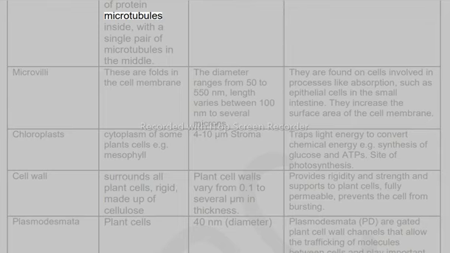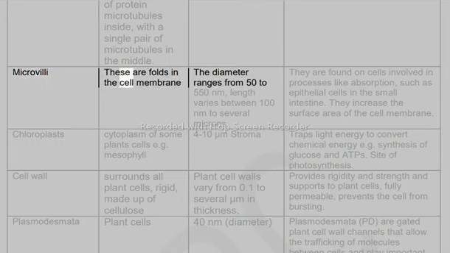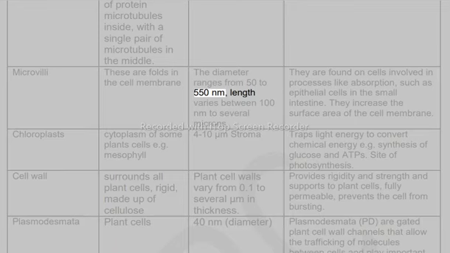Of protein microtubules inside, with a single pair of microtubules in the middle. Microvilli. These are folds in the cell membrane. The diameter ranges from 50 to 550 nanometers, length varies between 100 nanometers to several microns. They are found on cells involved in processes like absorption, such as epithelial cells in the small intestine. They increase the surface area of the cell membrane.